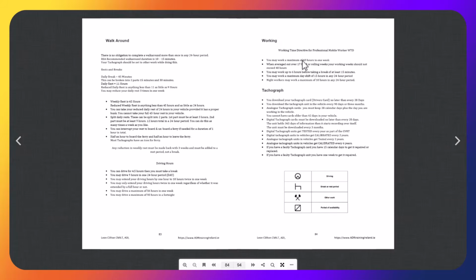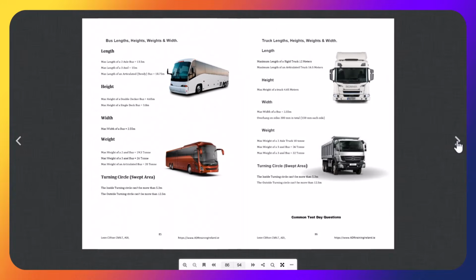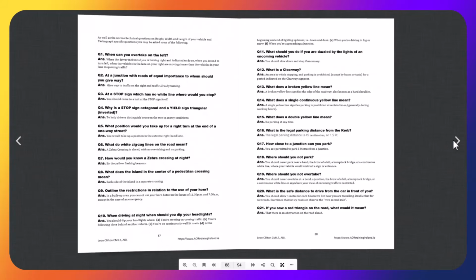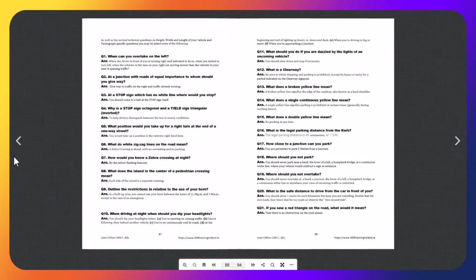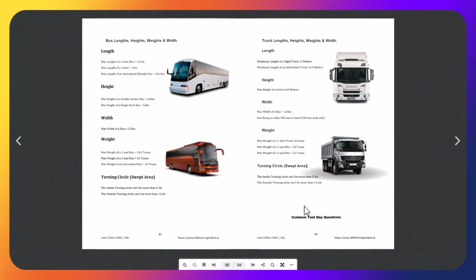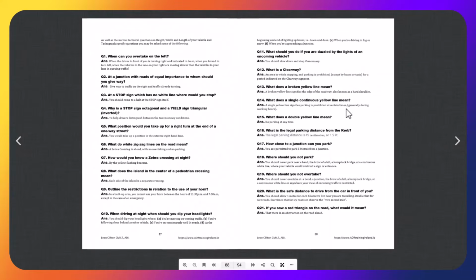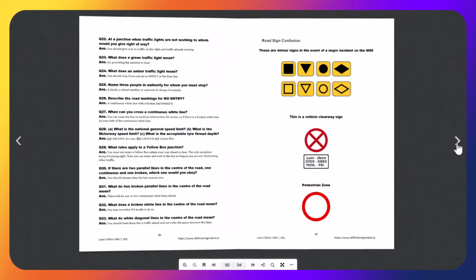Walking around, working time directive, your tachograph, just your symbols there. Remember, if you ask to put the questions in the office before you go out. Those are your heights and widths and lengths, your turning circles for bus and truck. These are more questions. These are the common test day questions. Okay. That's basic stuff you should know anyway.